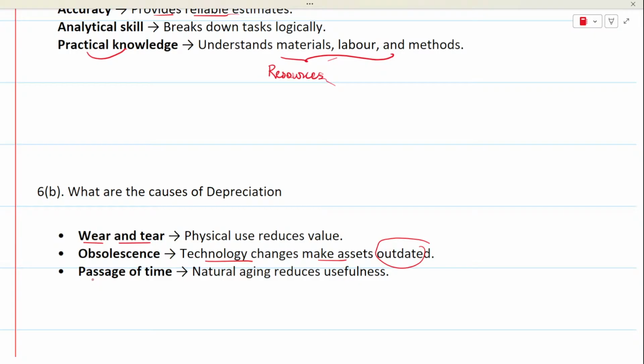Next of the causes of depreciation is passage of time, that is natural aging also reduces its usefulness. So these are the primary causes of depreciation of any product.